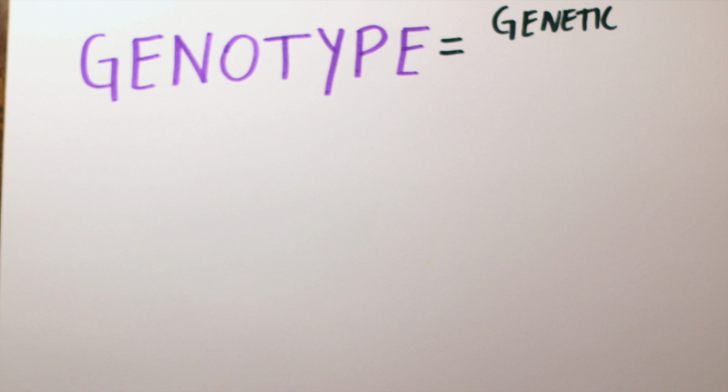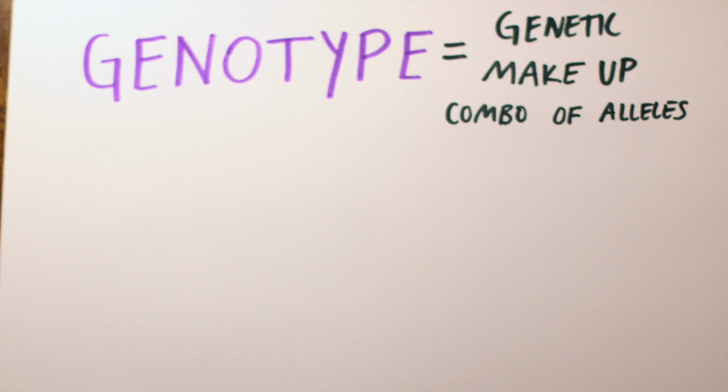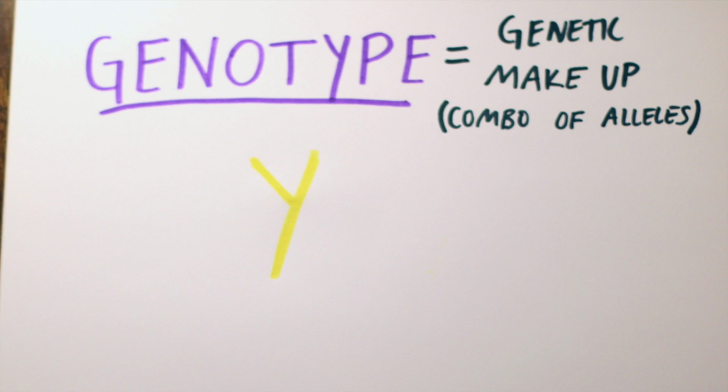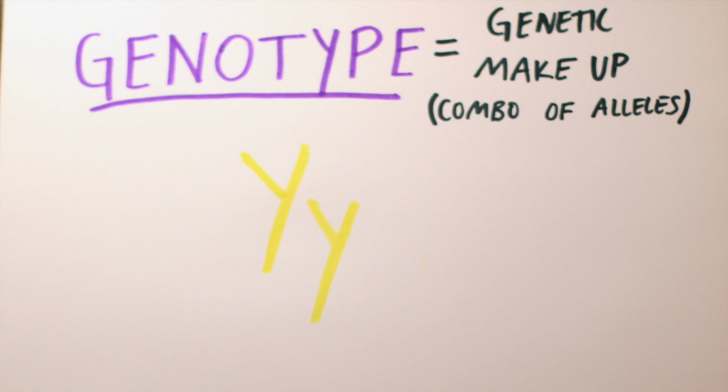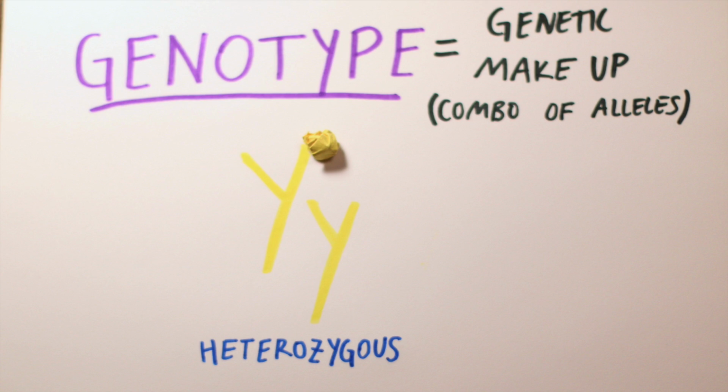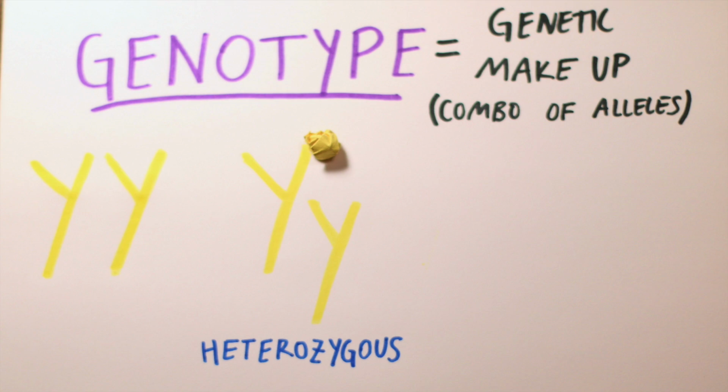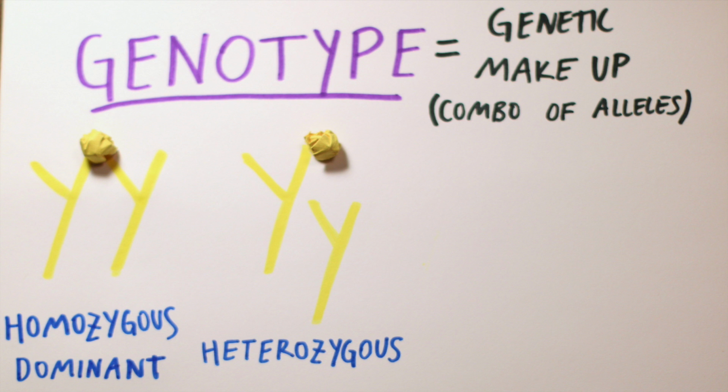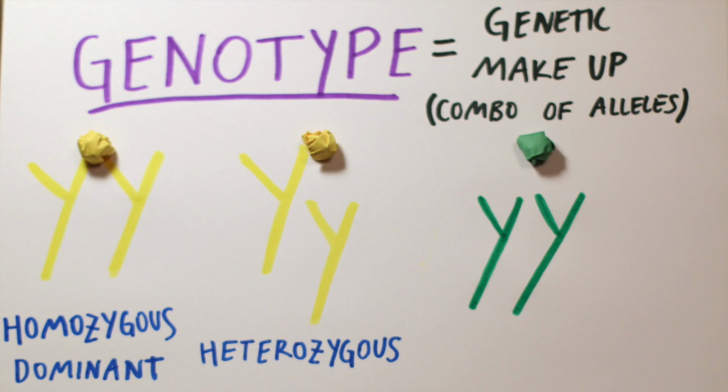Genotype is the genetic makeup or combinations of alleles. For instance, our big Y little y is a heterozygous genotype, meaning the two alleles are different. In this case, it only took one dominant allele for the yellow trait to show up, making the recessive green allele hidden. Other possible genotypes are big Y big Y, which is homozygous dominant, and little y little y, which is homozygous recessive.